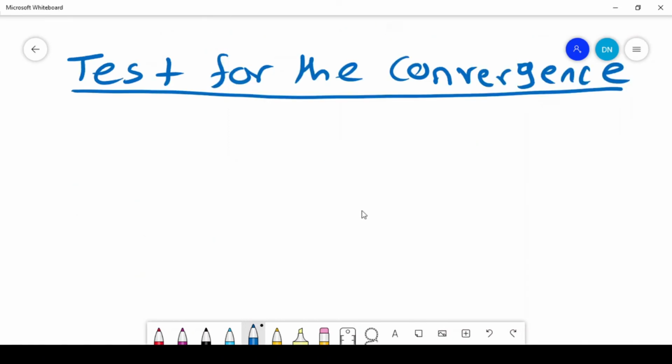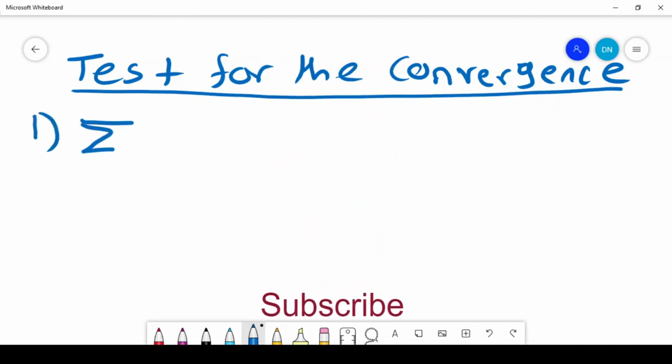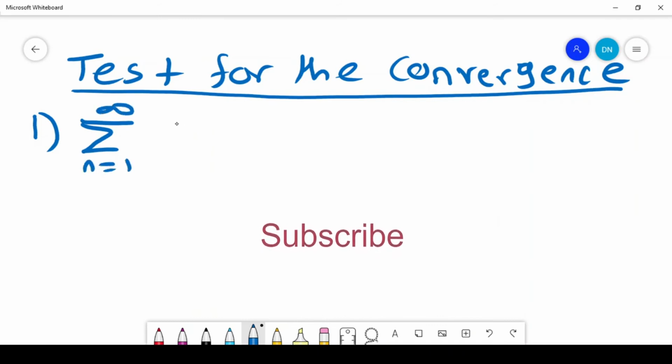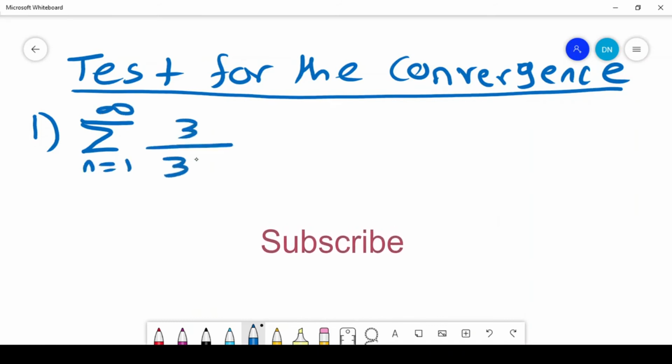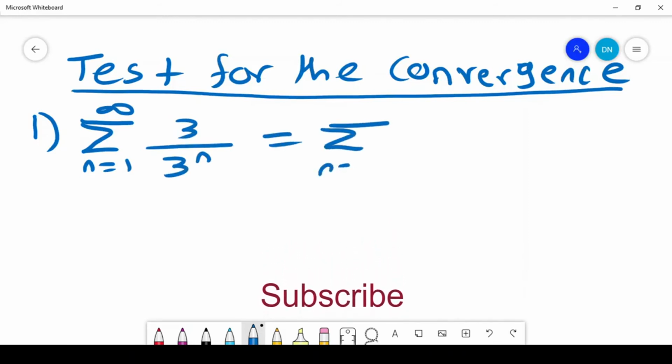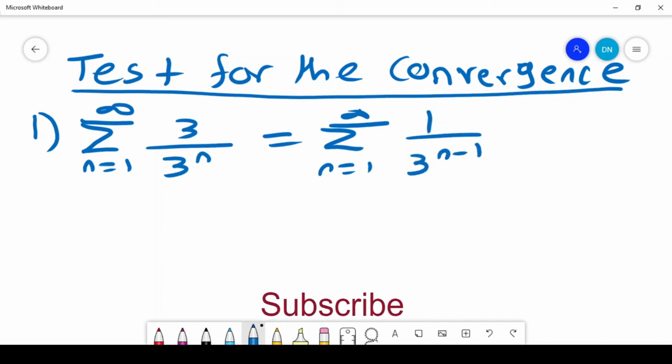How can we test for convergence? I want to look at 3 different approaches, and we can start with our example. We have a series here that we've been given, the summation from n equals 1 to infinity of 3 over 3 raised to power n. And this we can write as the summation from n equals 1 to infinity of 1 over 3 raised to power n. The first method that we want to attempt to use is what we call the ratio test.